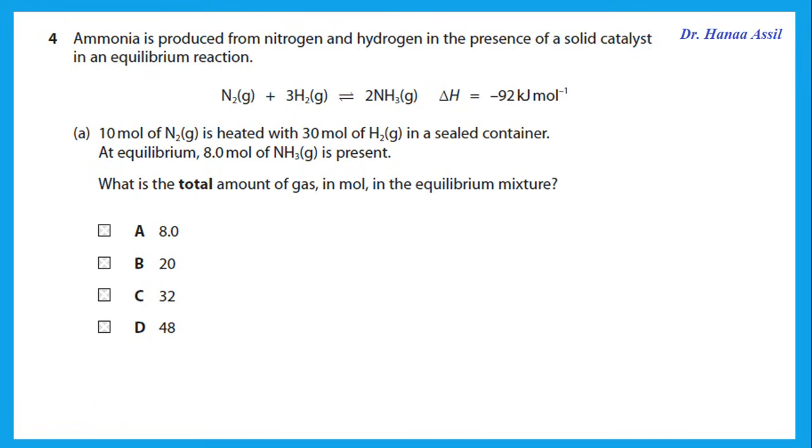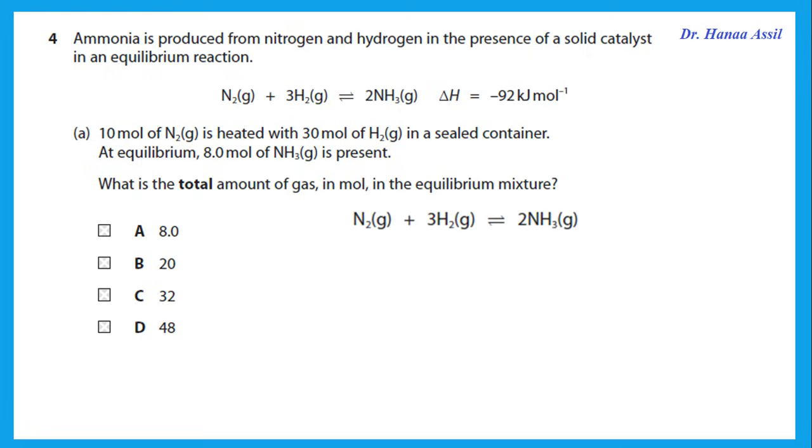Ammonia is produced from nitrogen and hydrogen in the presence of a solid catalyst in an equilibrium reaction. Of course, this is the Haber process. 10 moles of nitrogen gas is heated with 30 moles of hydrogen in a sealed container. So this is what we're starting with. At equilibrium, we have 8 moles of ammonia. What is the total amount of moles of gas in the equilibrium mixture?